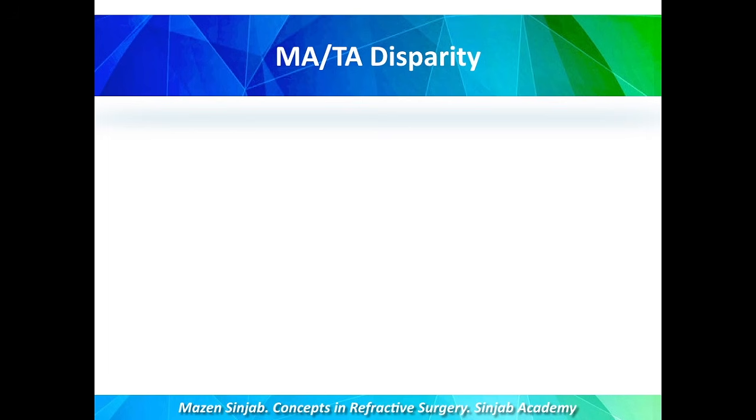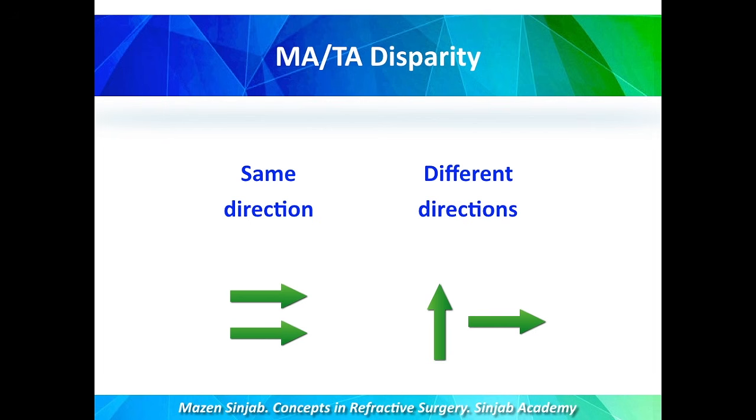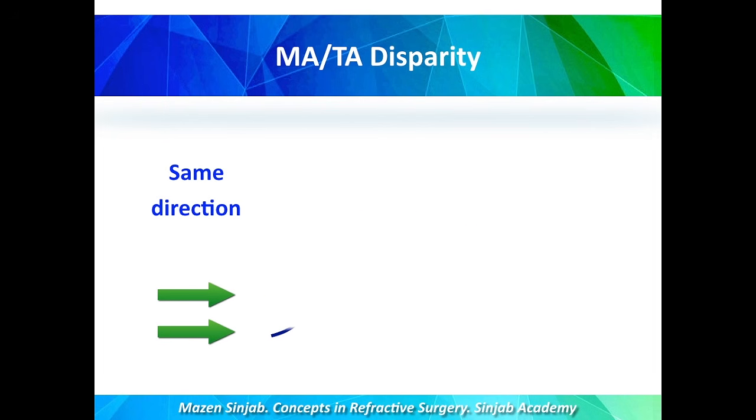So, we can classify the problem of manifest astigmatism and topographic astigmatism disparity into same direction and different directions. In the same direction, both axes are within plus minus 10 degrees from each other. For example, the manifest astigmatism is at 180 and the topographic astigmatism is at 170. Both are against the rule and the difference between them is 10 degrees. So they are classified as same direction.